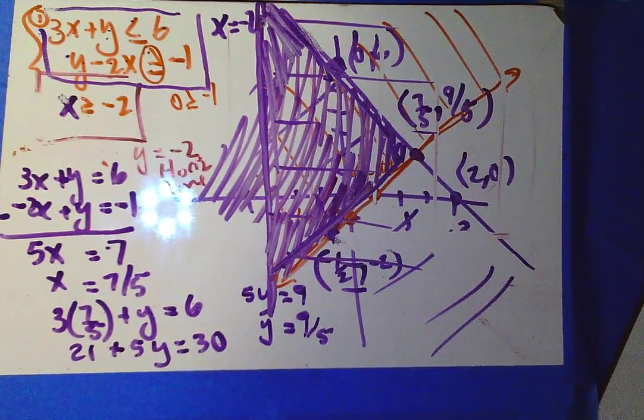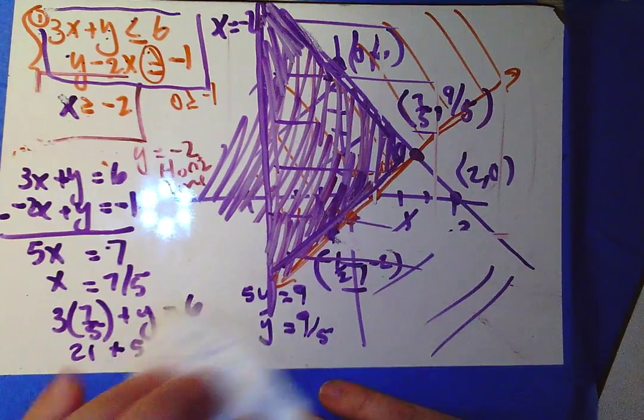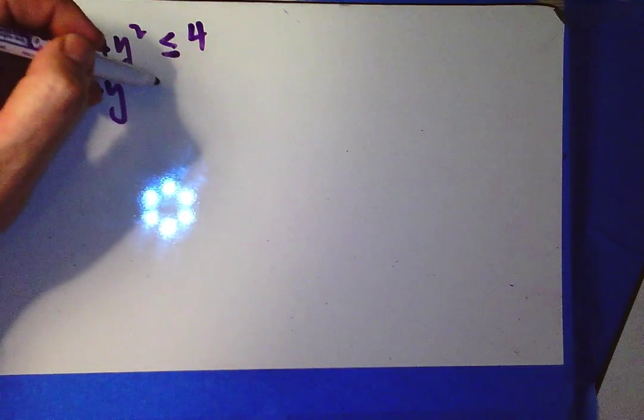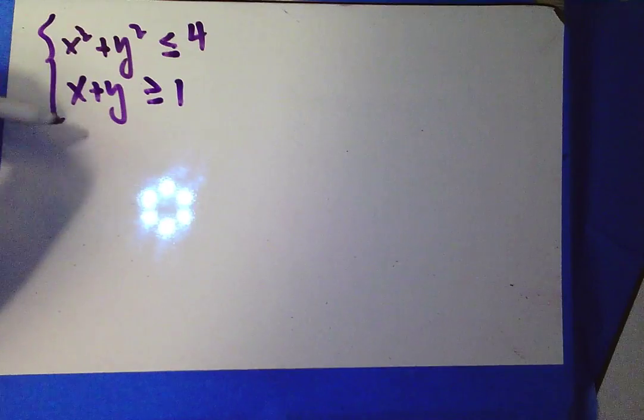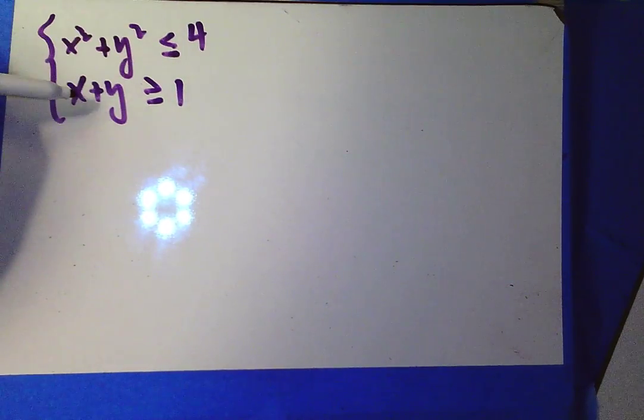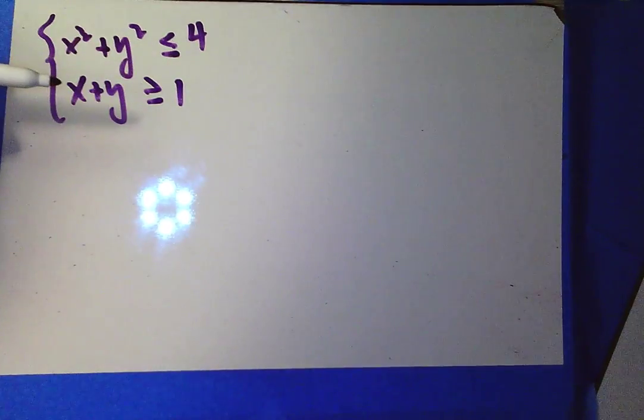I do want to suggest that this is stuff that we should have actually done in Algebra 1 and been comfortable with in Algebra 2. So let's move on to something more pre-calc, like x squared plus y squared is less than or equal to 4, and x plus y is greater than or equal to 1. Here's our system of inequalities. The top one is a circle centered at the origin with a radius of 2, and the bottom one is a linear equation with a negative slope and a positive y-intercept.